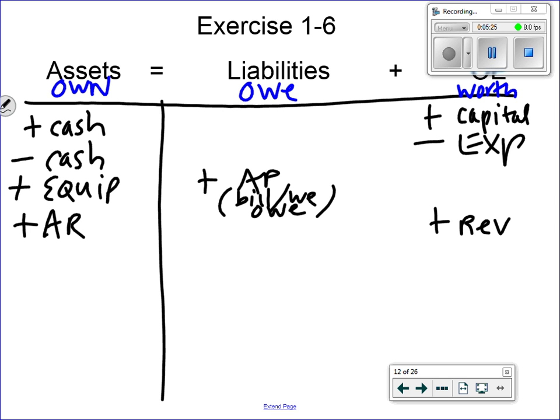Eventually, AR is going to go down, and it's like, isn't it kind of scary if an asset goes down? No, because what asset's going to go up when a customer pays their bill? Yes.